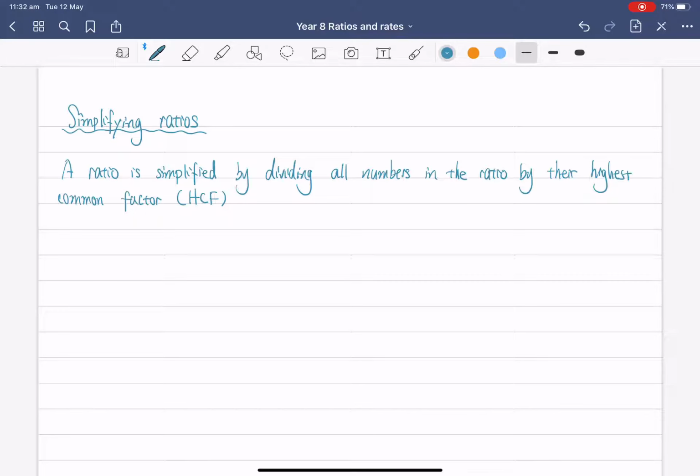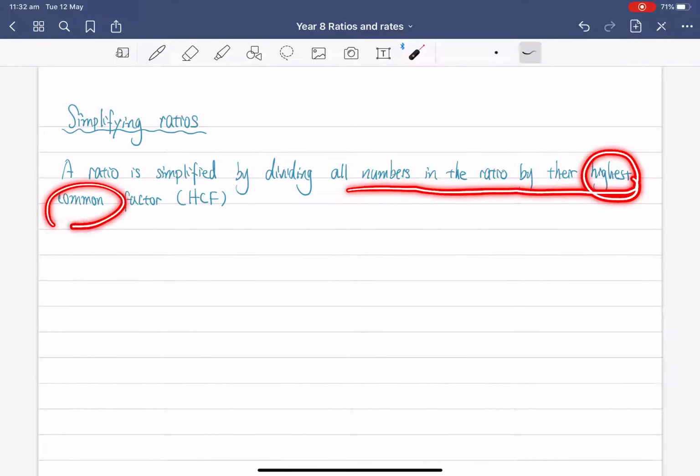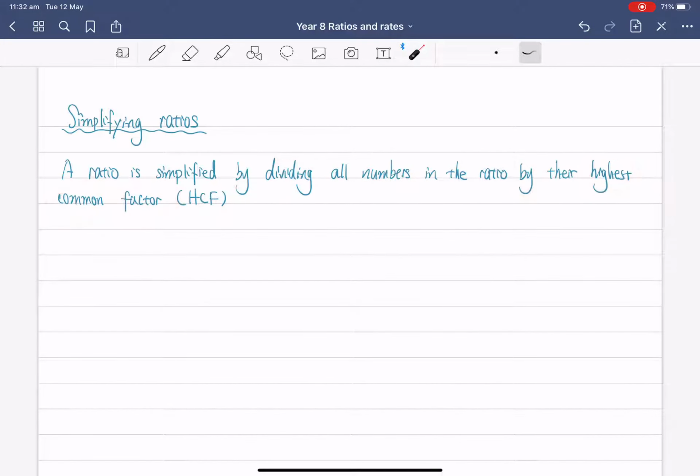A ratio is simplified by dividing, this is very important, all numbers in the ratio by their highest common factor. Yes, very similar to simplifying fractions. Well, to be honest, ratios and fractions are related to each other. So the way you do it with fractions, you can do the same thing with ratios. All right, so we'll start with some examples.